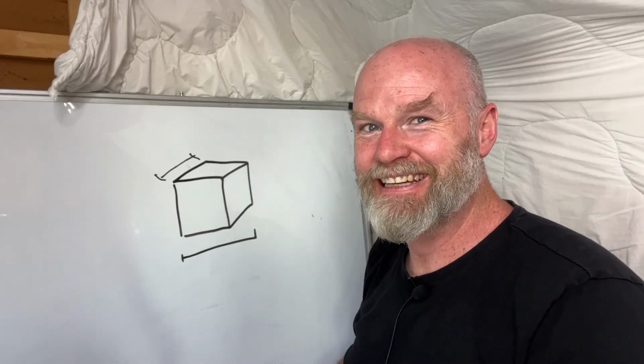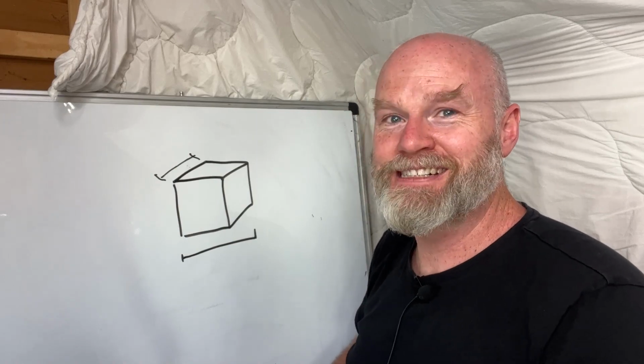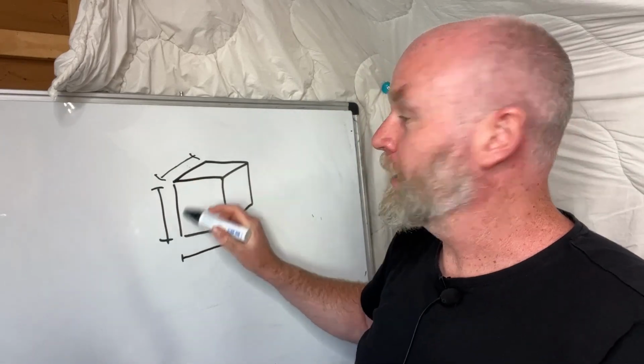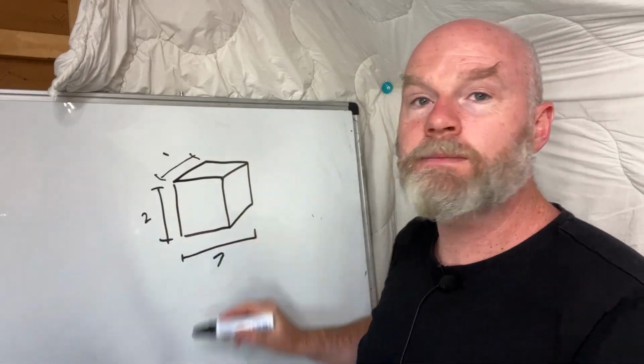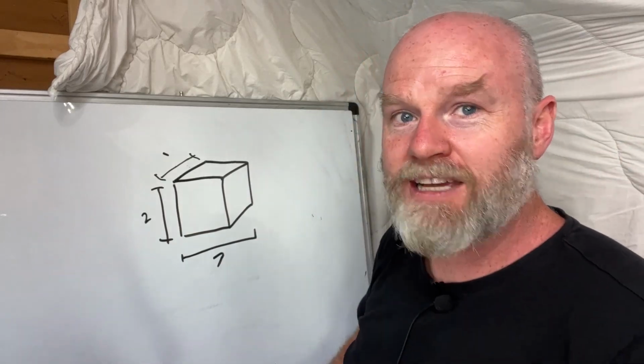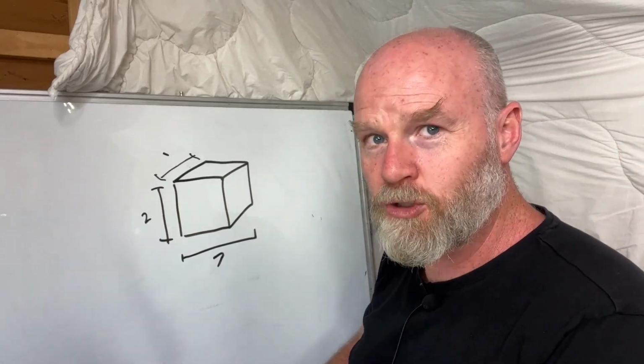How you doing? This is great science. Don't you love it? The height. Right, that's 3. 1, 2, 3. Doesn't matter which order you put them in, X, Y, Z, Y, X, Z. It gets confusing when you start using computer programs, but that's fine.